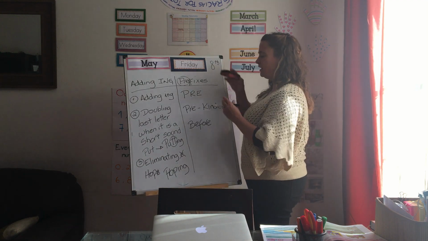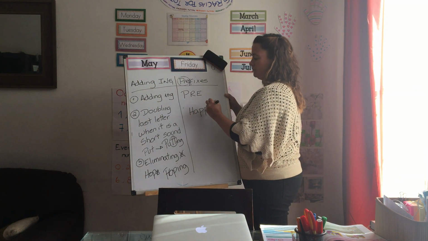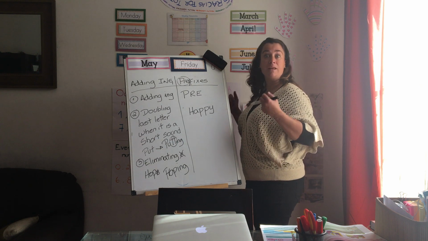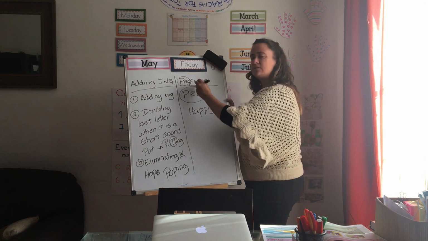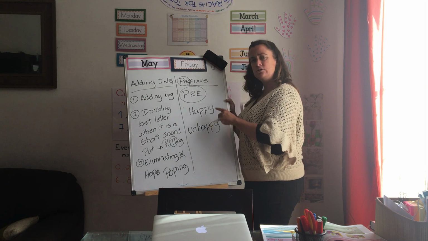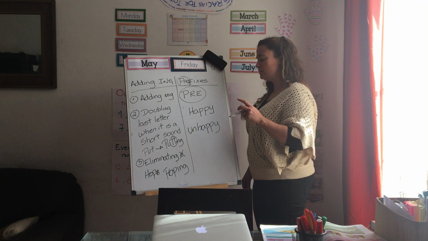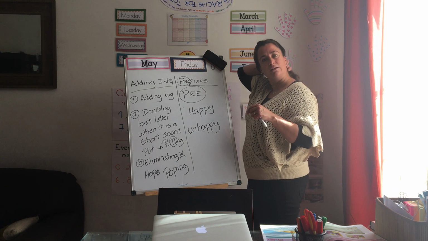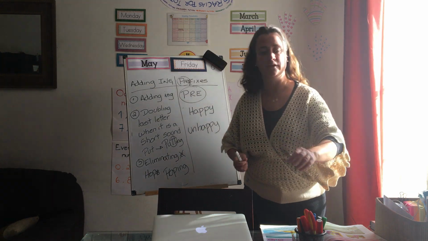For example, if I say happy, we all know what happy means, don't we? I'm happy, something happened, I'm smiling, I'm excited, right? But if I add a prefix to the word and I write unhappy, do these two mean the same? Well, no, they don't. They actually mean the complete opposite. So we could say now that these are antonyms. You remember about the antonyms? Opposites. Happy, unhappy.